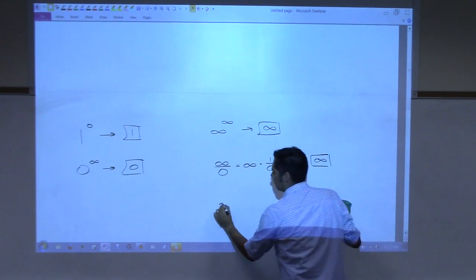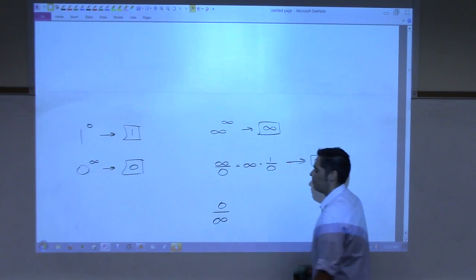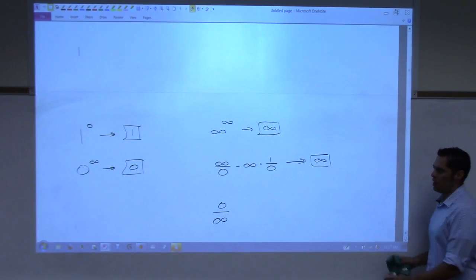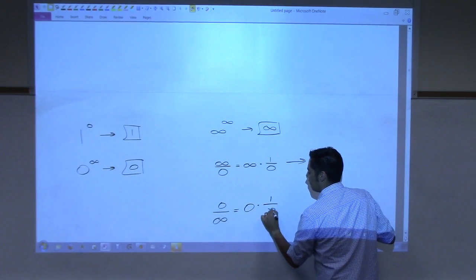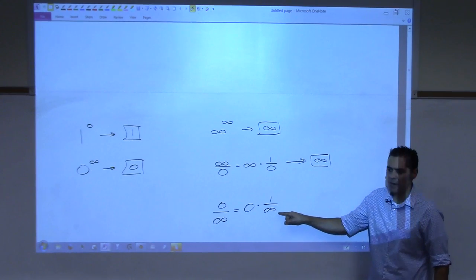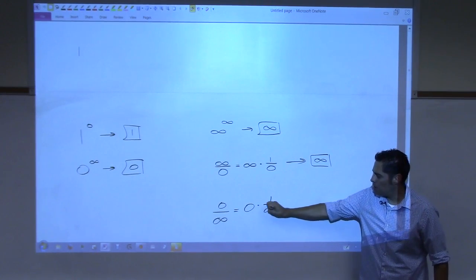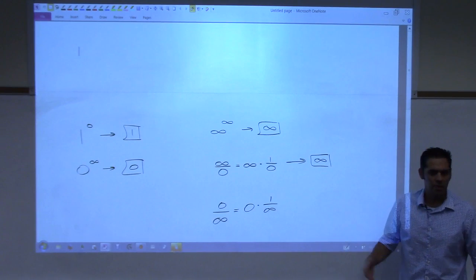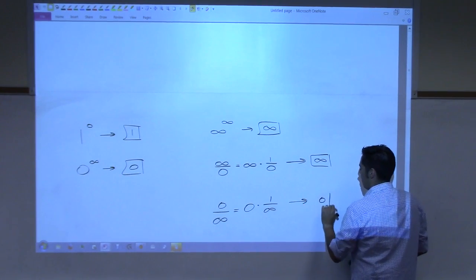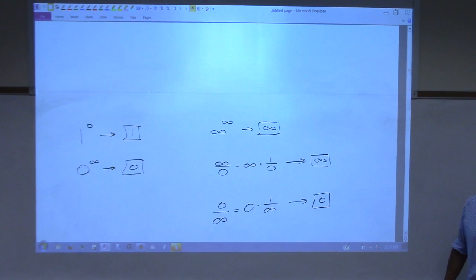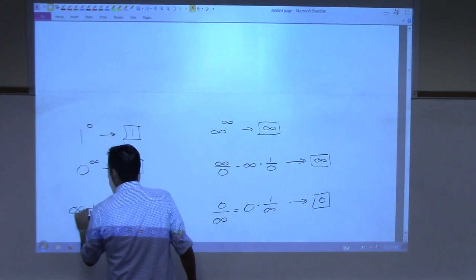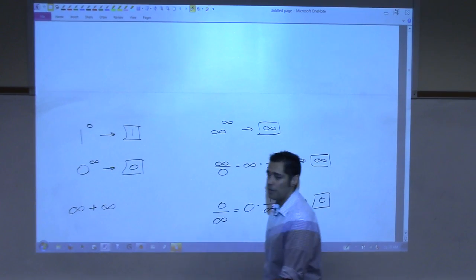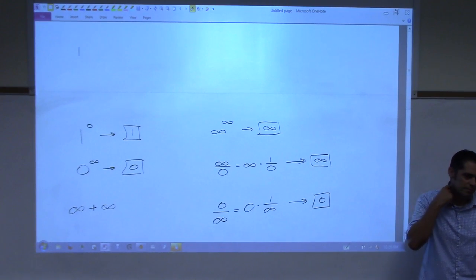How about if I flip them over? Try and do the same idea here. Try and write this as 0 times 1 over infinity. What's a fixed number over infinity? That's going to go to 0. What's 0 times 0? 0. Should be going to 0. All of these are not indeterminate forms. There's one more I can throw up here that I think is very obvious. Infinity plus infinity is infinity, right?